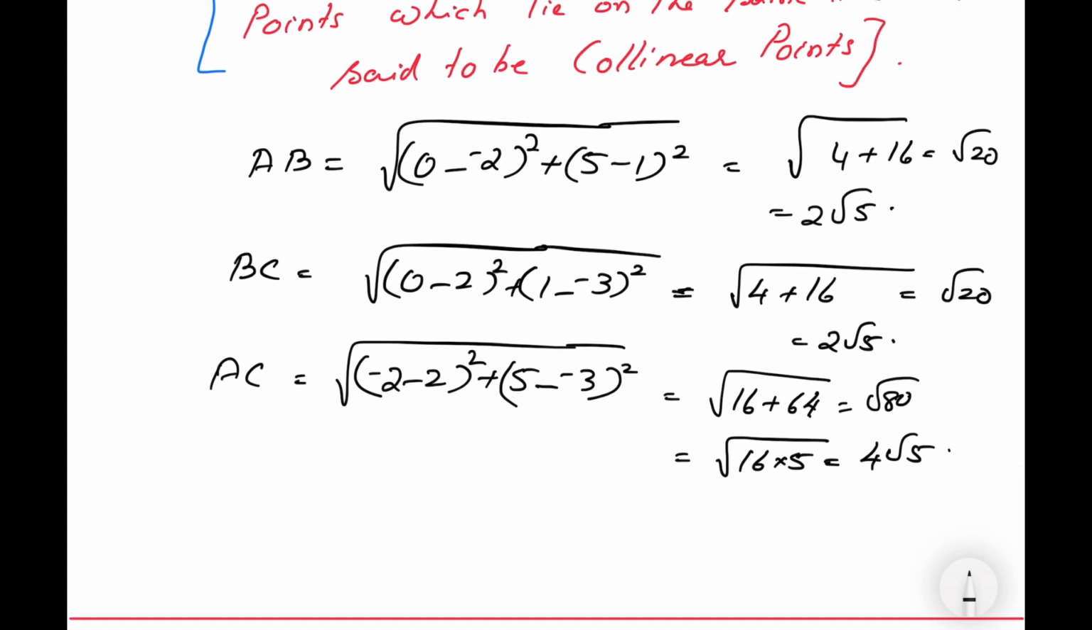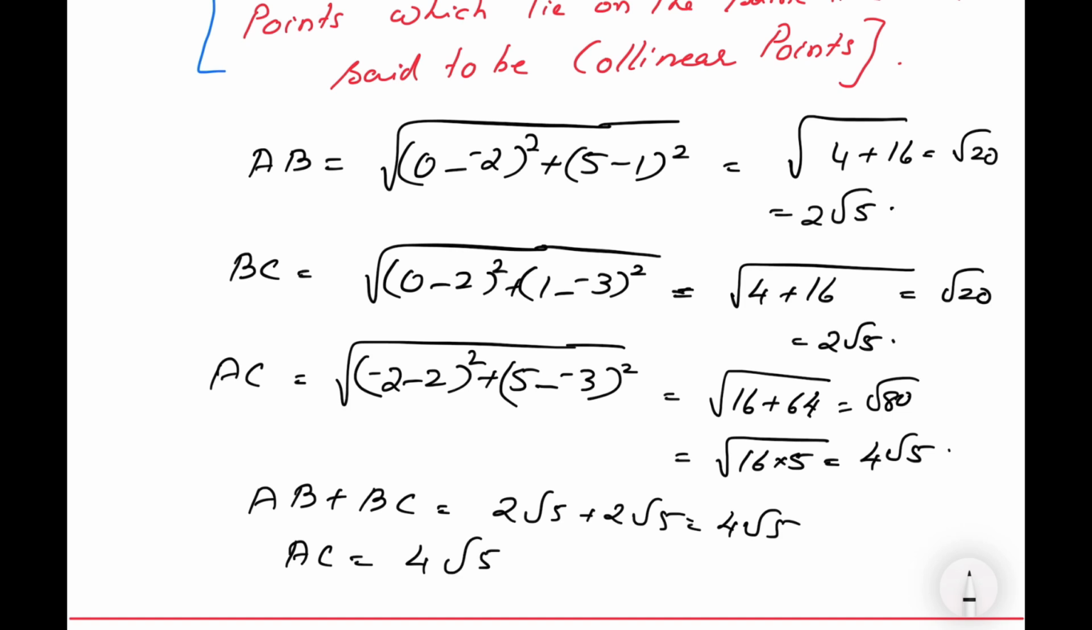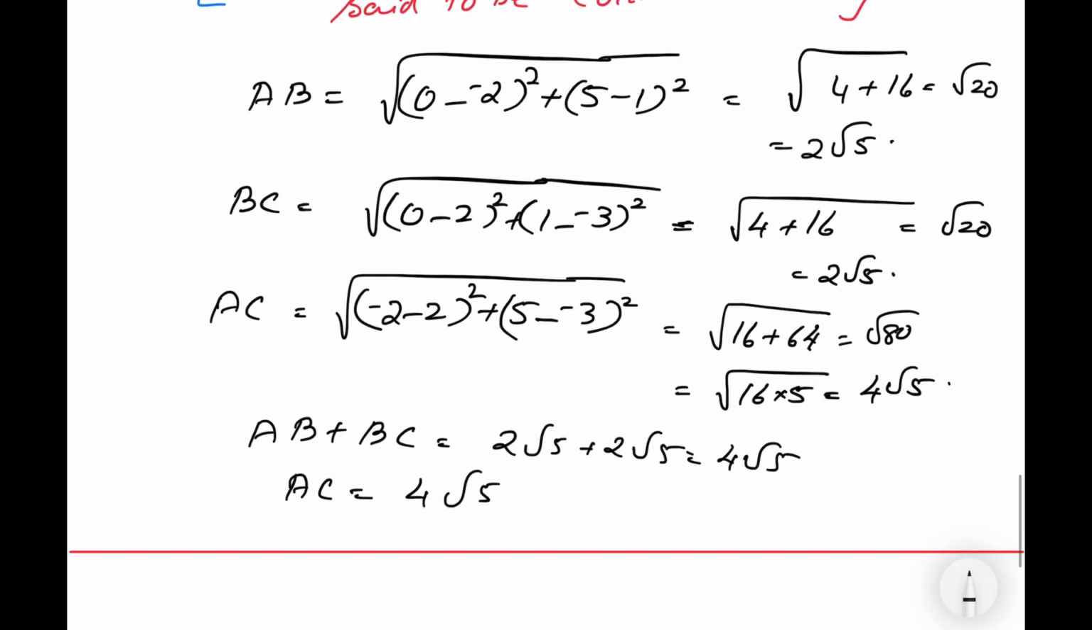Now if you see the lengths AB, BC and AC, AB plus BC is what? 2 root 5 plus 2 root 5 equal to 4 root 5, and AC is equal to 4 root 5. So you got AB plus BC equal to AC. That is, if you draw a line like this, AB and BC will become AC. Therefore, the points are collinear.